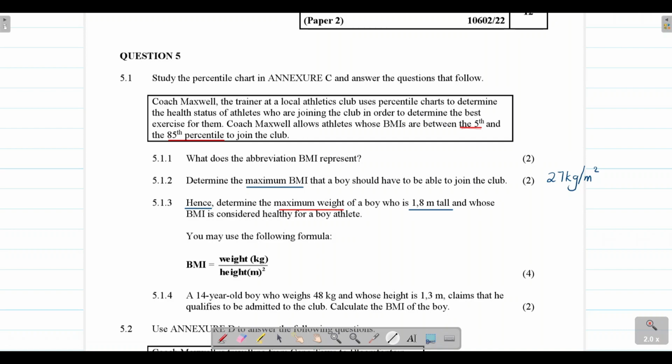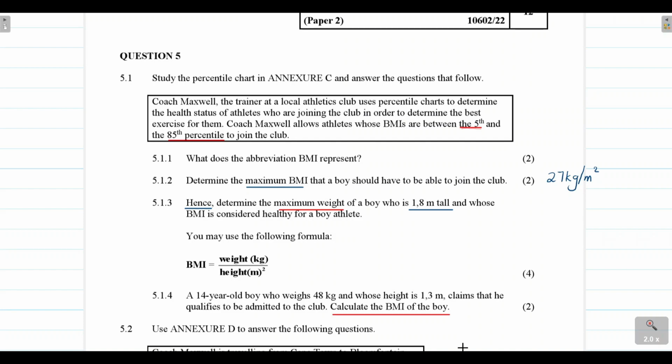Question 5.1.4 says that a 14-year-old boy who weighs 48 kilograms and whose height is 1.3 meters claims that he qualifies to be admitted to the club. Calculate the BMI of the boy. So we're not trying to verify if this boy qualifies to be admitted to the club. The question just wants us to determine what the BMI of the boy is. So here, still very easy, an easy 2 marks.